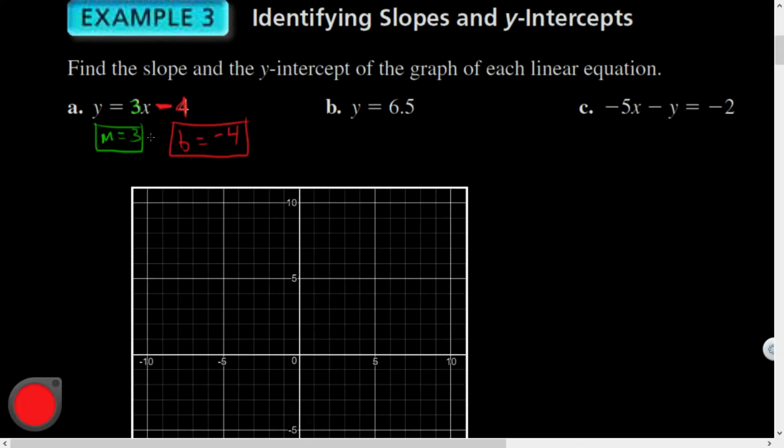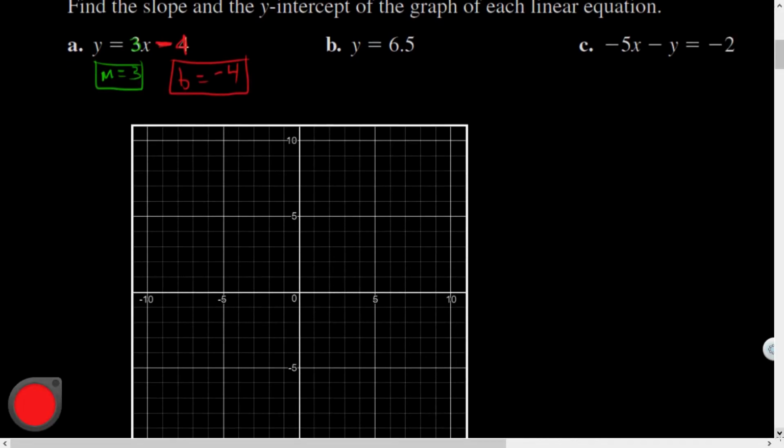So let's see, I'm even going to graph this line here. If I wanted to graph this, the y-intercept is like your starting point. So you start at -4 on the y-axis. And then watch me move by my slope. Up 3 and over 1. And then I can find more points if I want. Up 3 and over 1. Up 3 and over 1.